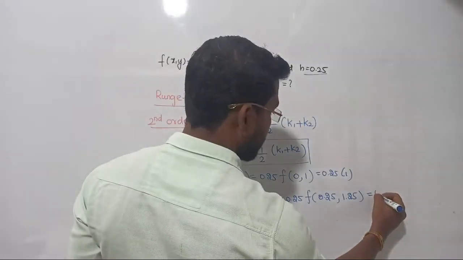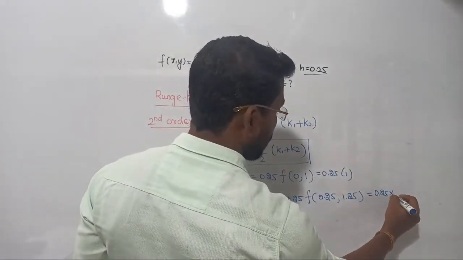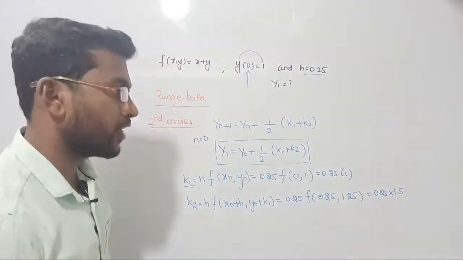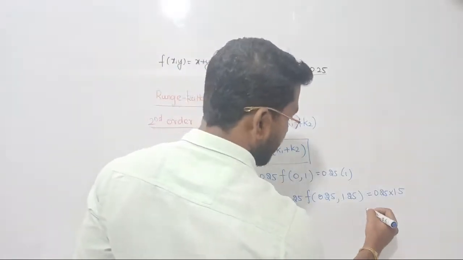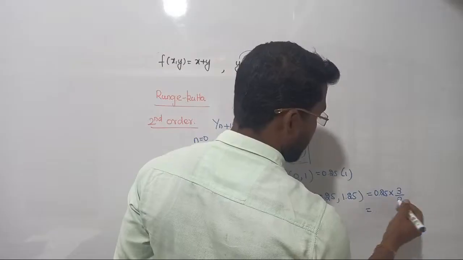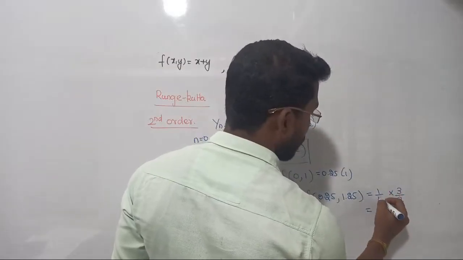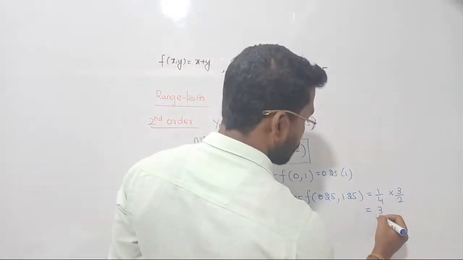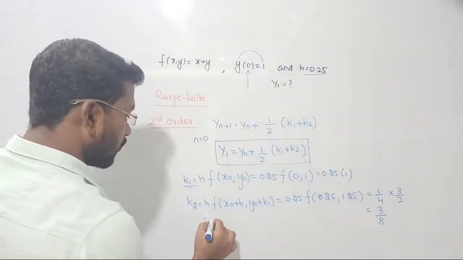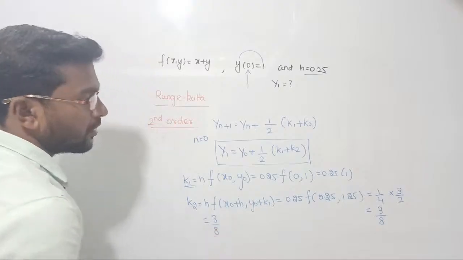So we can write this as 0.25 into 1.5. Now what will be the answer here? See, 1.5 can be written as 3 by 2, and 0.25 can be written as 1 by 4, such that it becomes 3 by 8. We can just write 3 by 8. That's enough, right? So we also found the value of k2, which is 3 by 8.